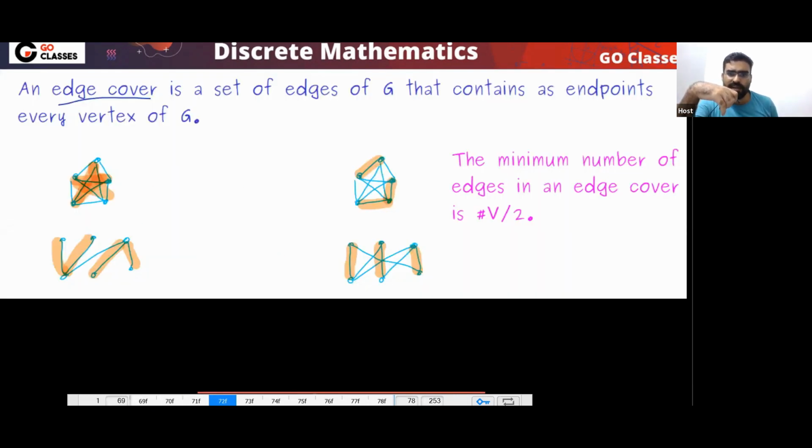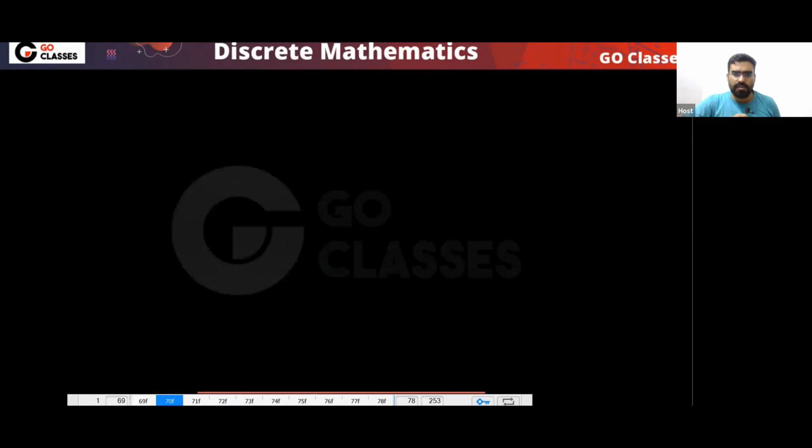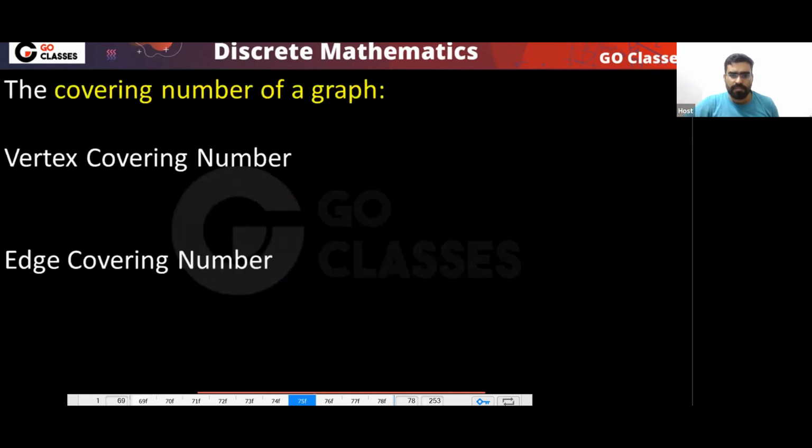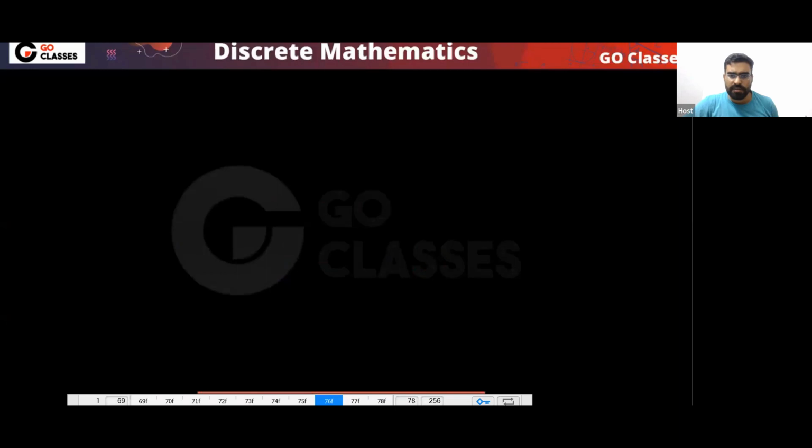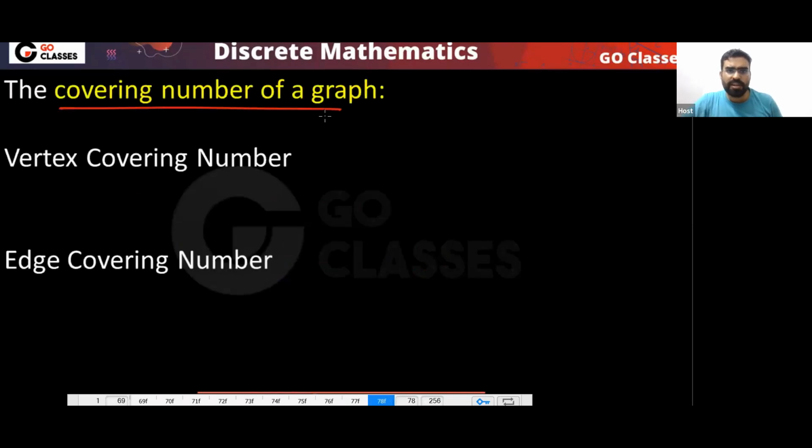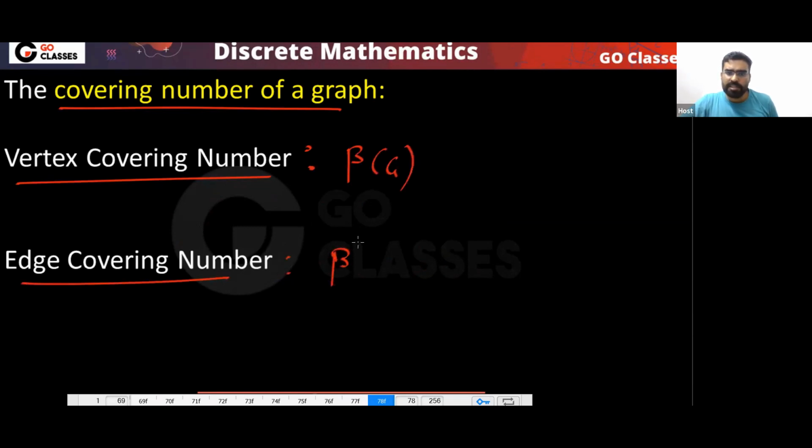So we have seen edge cover and vertex cover. The minimum number of edges in an edge cover is basically V by 2. Now, the covering number of a graph. You have two covering numbers. There is the vertex covering number, which we write as beta, and the edge covering number, whose symbol is beta dash.